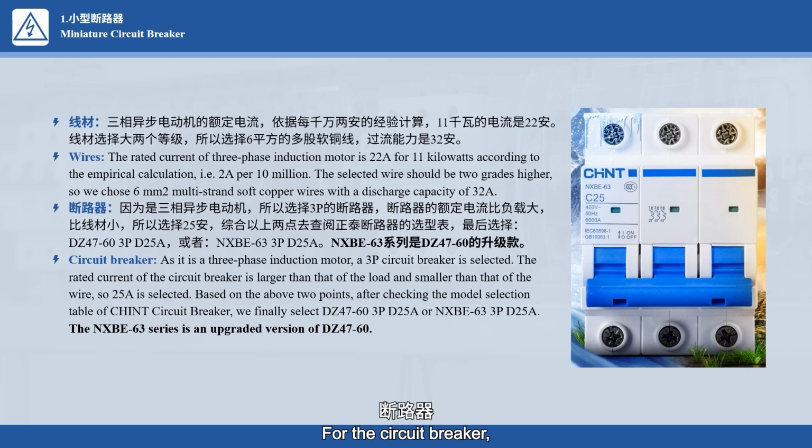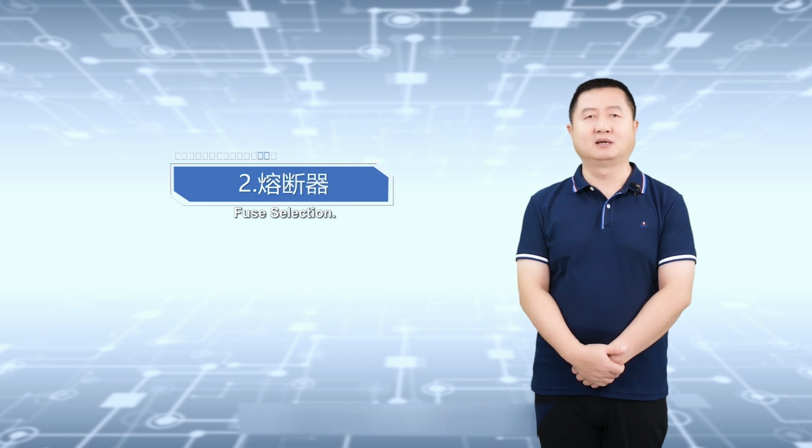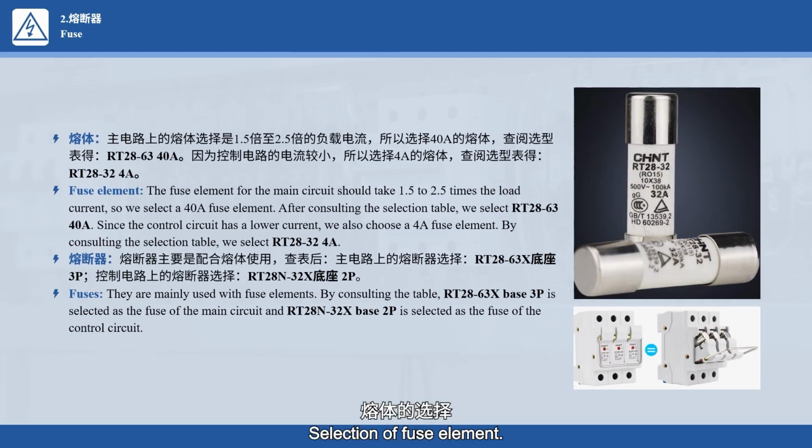For the circuit breaker, we choose Chint DZ47-60 3P D25 amperes, or alternatively NXBE-63 3P D25 amperes. Fuse selection. Selection of fuse element. For the main circuit, the fuse element selection is RT28-63 40 amperes. For the control circuit, the fuse element selection is RT28-63 4 amperes.